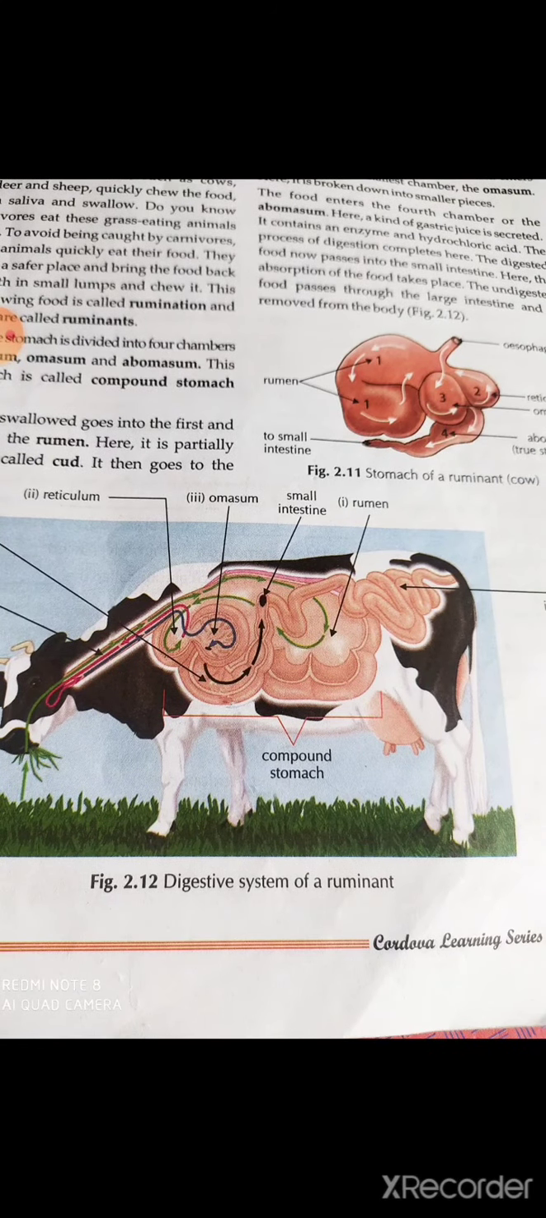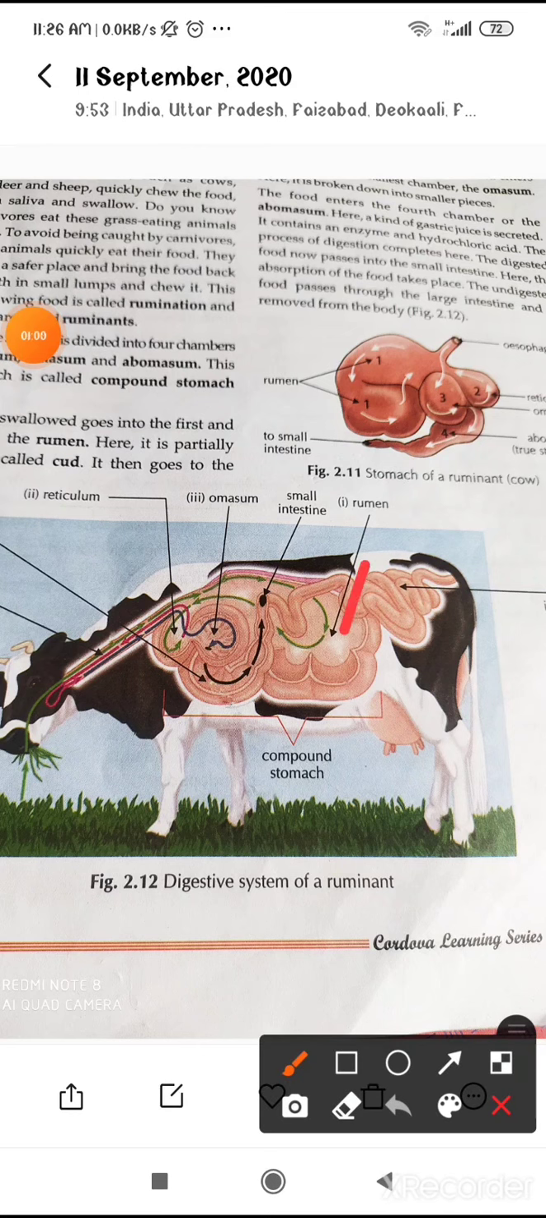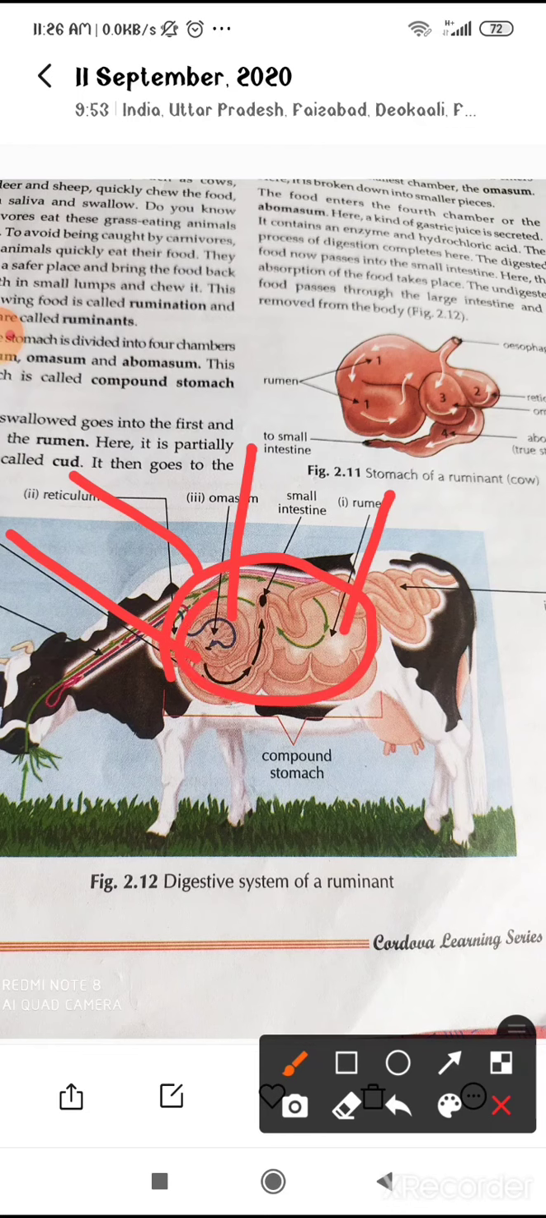Okay, so first of all, the grass eating animals have a compound stomach, and there are 4 parts in the stomach. The first part is the rumen, second is the reticulum, third is the omasum, and fourth is the abomasum. In human beings there is only one stomach, with no chambers. In herbivores there are 4 chambers in the stomach.